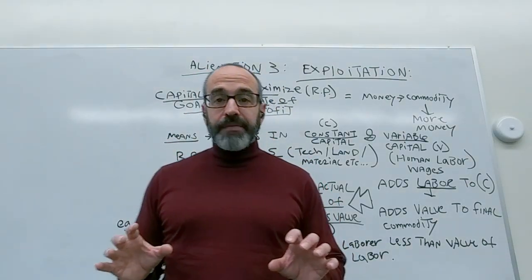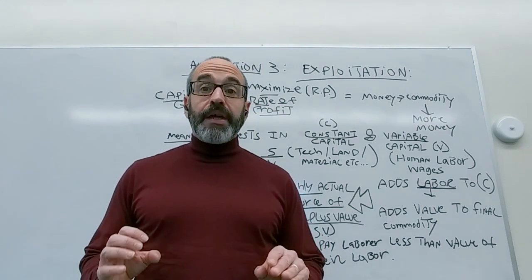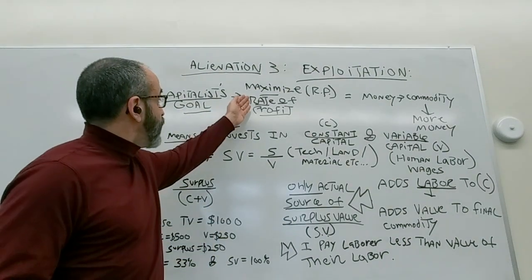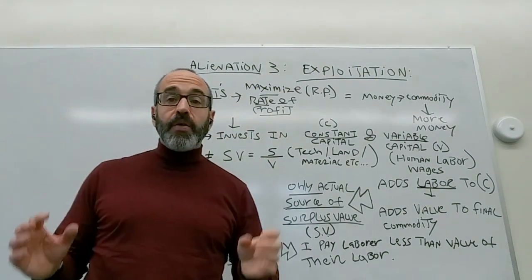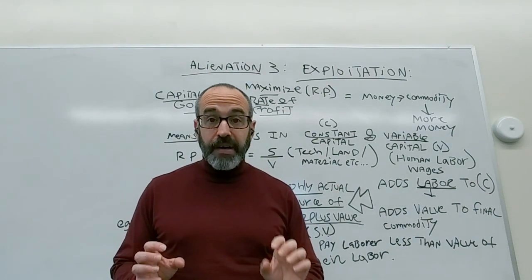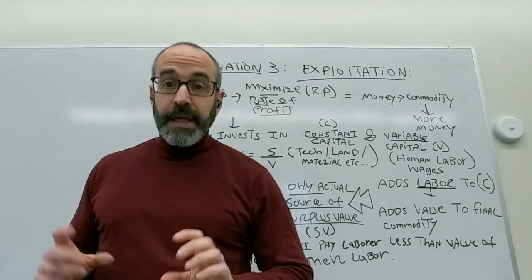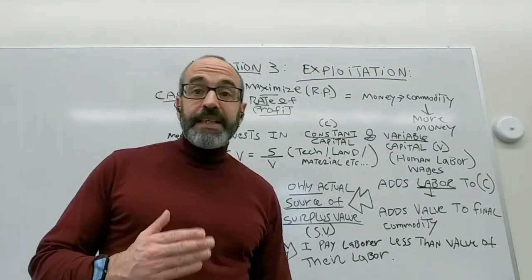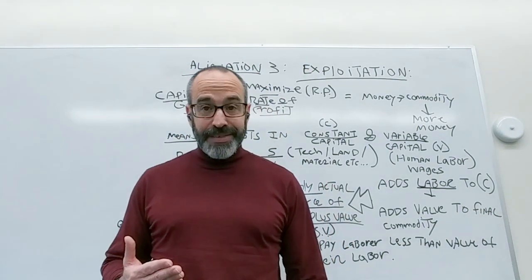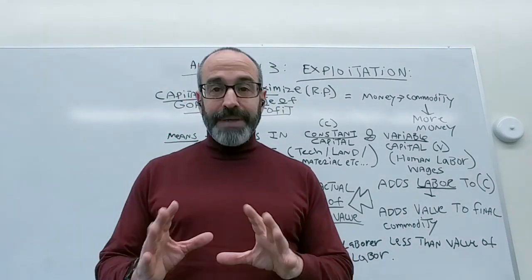So as we've said, the whole motive behind the capitalist economy is to make profit, to maximize what we call the rate of profit. That's the capitalist goal. And this leads to this third type of alienation that we want to talk about, what we might call the exploitation of the worker. And it all rests on the idea of maximization of profit by minimizing costs. Now there are costs you can minimize, and there are costs you can't minimize.